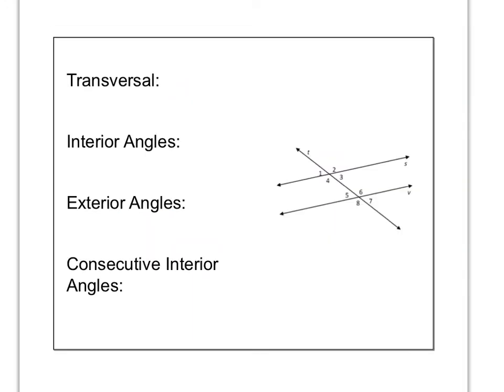Some more vocab. First word is transversal. A transversal is a line that intersects two or more coplanar lines. Let's jot that down. A line that intersects two or more coplanar lines.